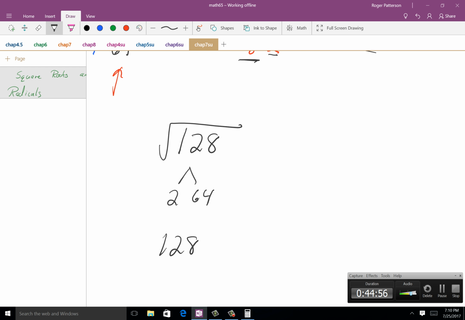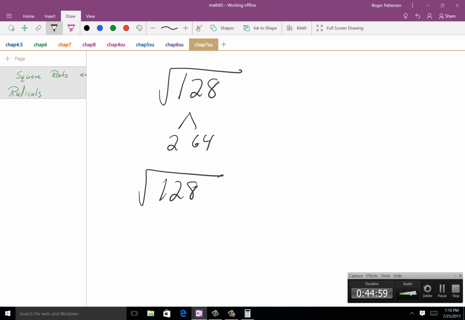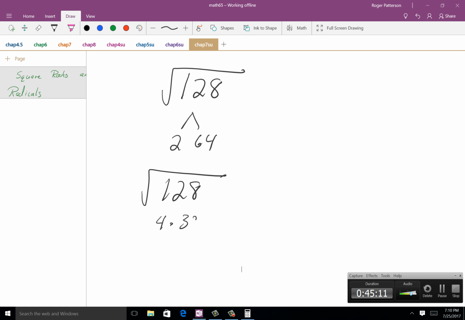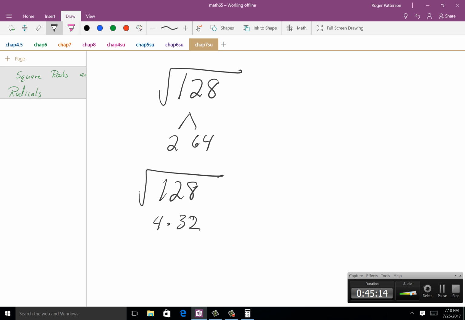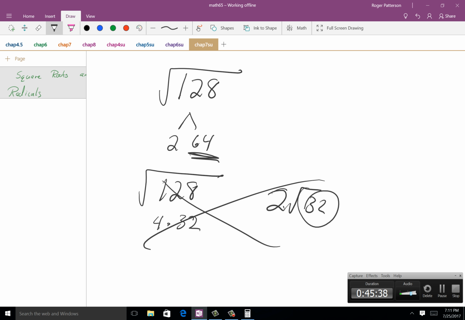But somebody might say, well, doesn't 4 go in there 32 times? Okay. But this 32, so this would be 2 square roots of 32. But see, the 32 can still be broken down. All right. So that's why you want to find the largest one that goes in there. That's why the 64 is the winner there. Okay. More good questions? I'll scratch that one out.